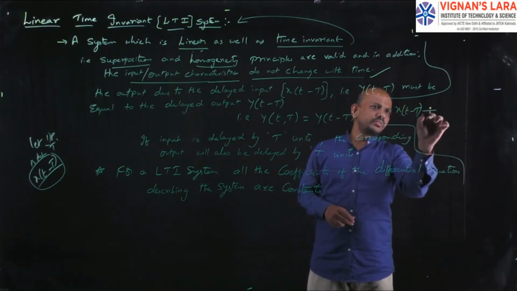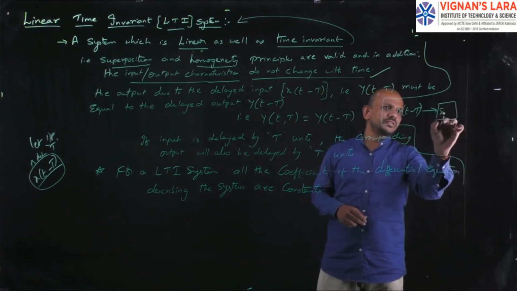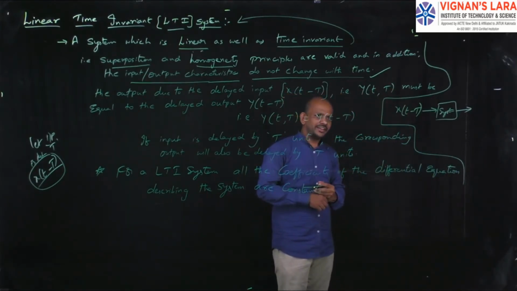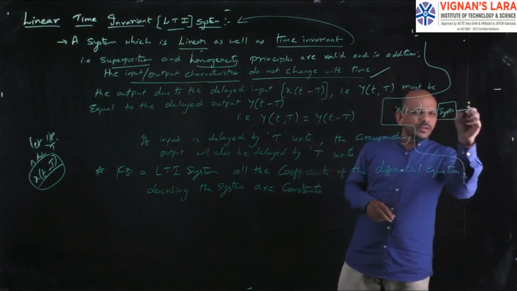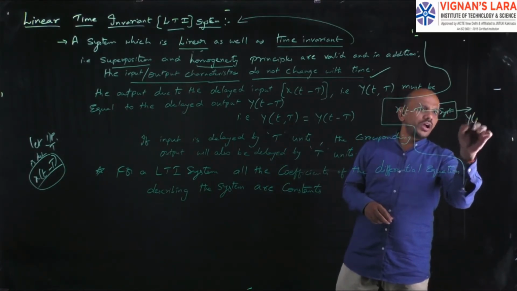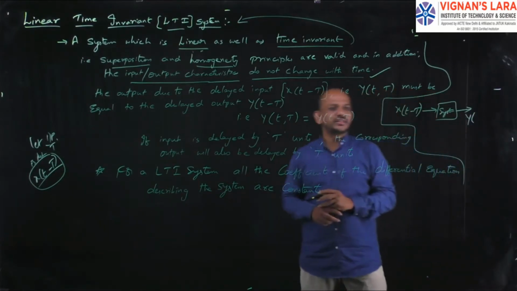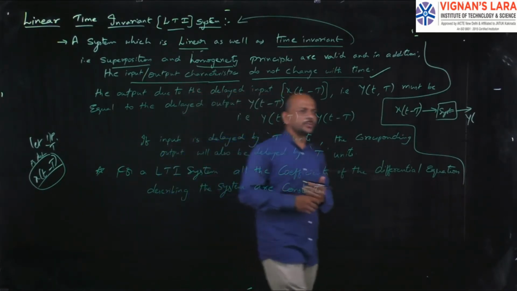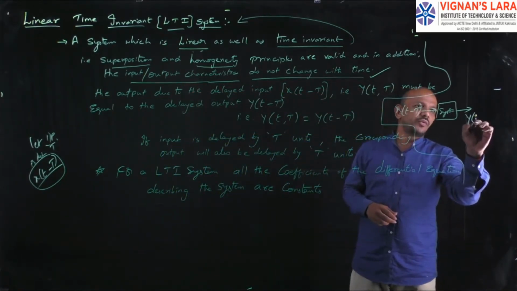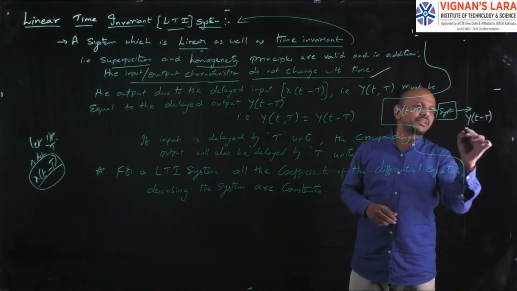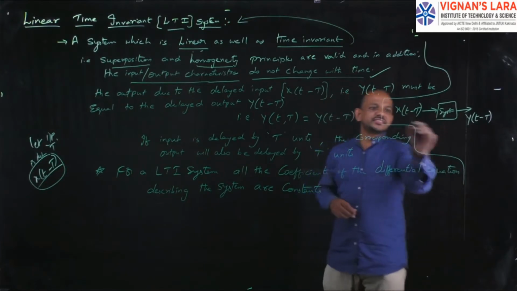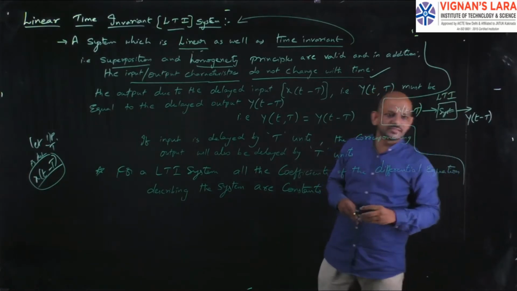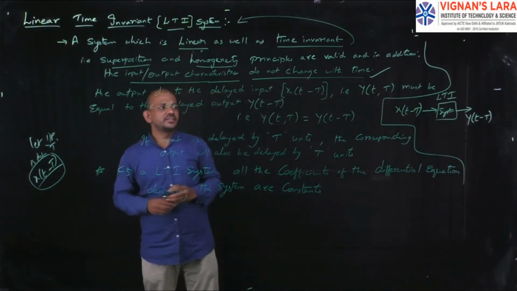If this is given to a system and the system is producing an output, and the output of the system is the delayed output, that is, the output is also delayed by the same capital T seconds, that is y of t minus capital T, then I can say this system is a linear time invariant system.